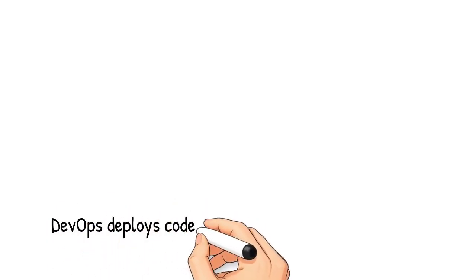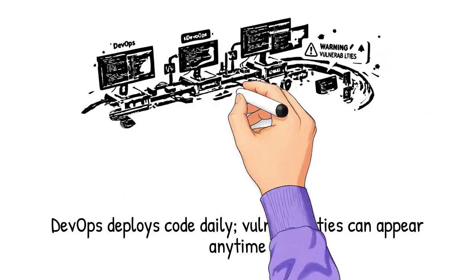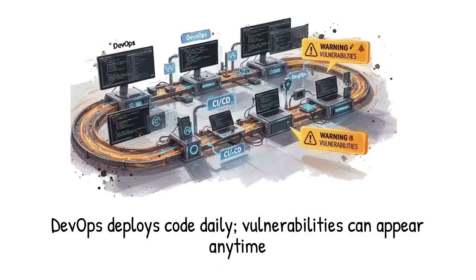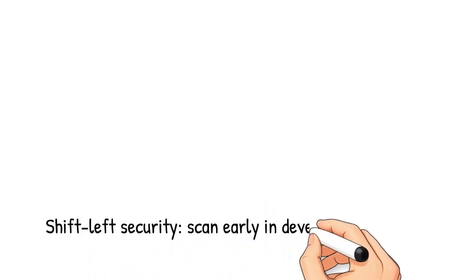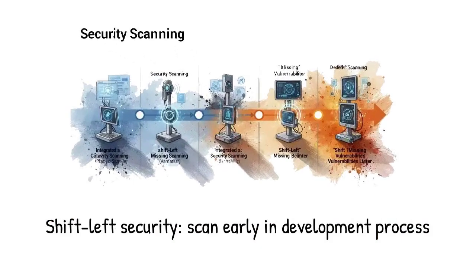Modern companies using DevOps and CI/CD pipelines deploy code daily, sometimes hundreds of times a day. This rapid deployment means vulnerabilities can be introduced at any moment during the development lifecycle. To address this challenge, shift-left security has become essential. This approach embeds security scanning early into the development process to catch vulnerabilities before code reaches production environments.